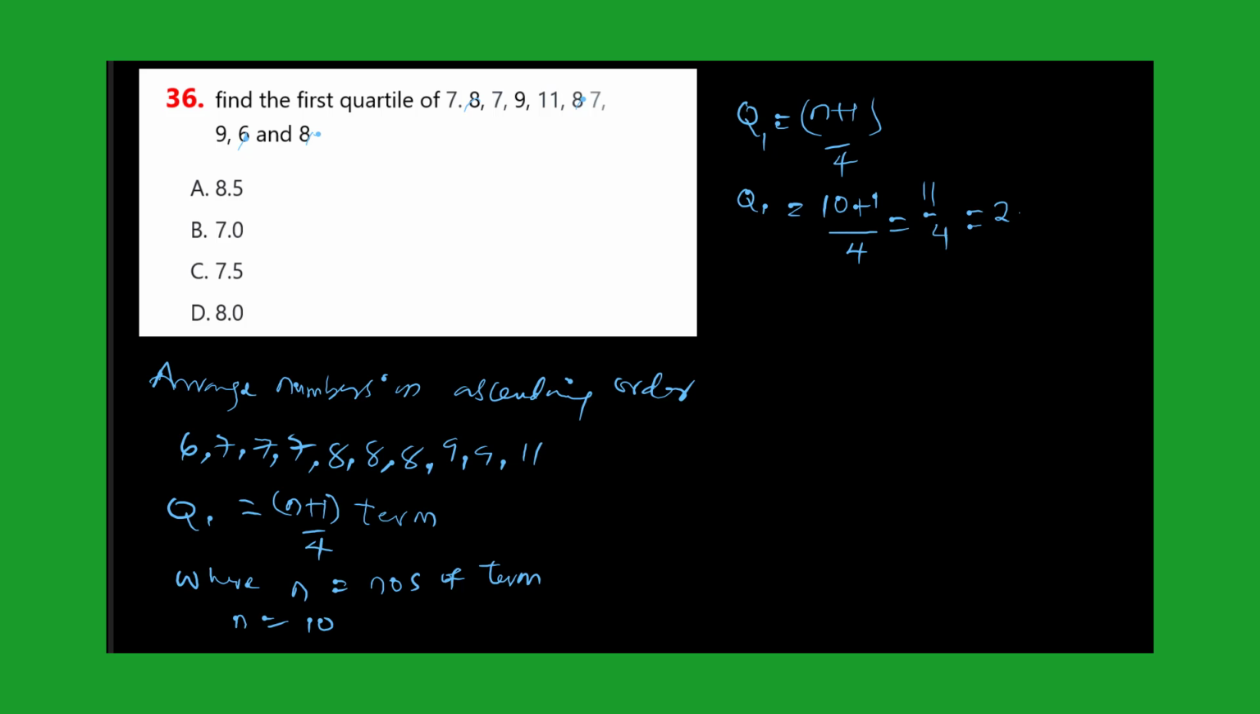4 goes in 11 twice, with remainder 3, that's 2.75. So it means that the first quarter we are looking for is the 2.75th term, which is between the second and third term. Since they are the same, it means our first quarter is 7. So the final answer is 7. So the correct option here is B.